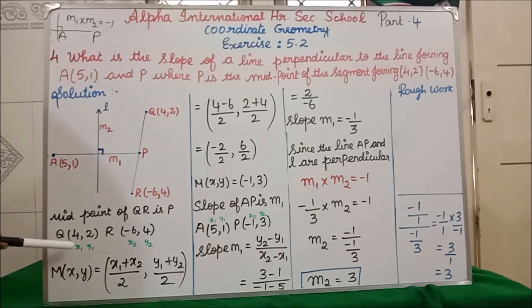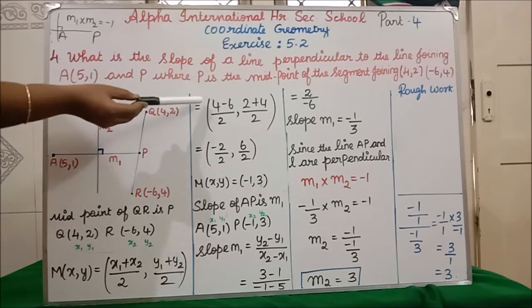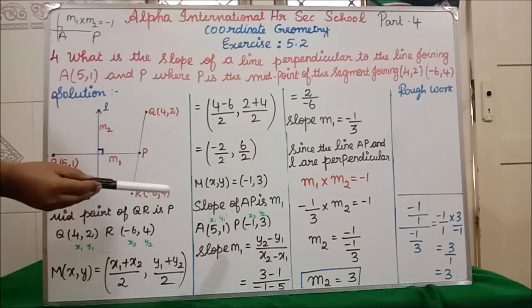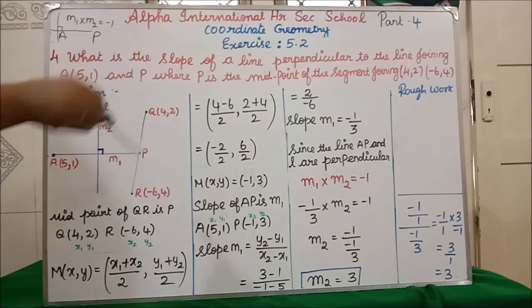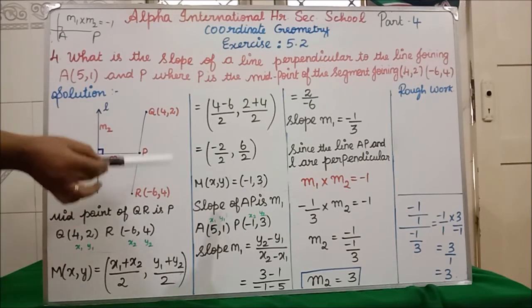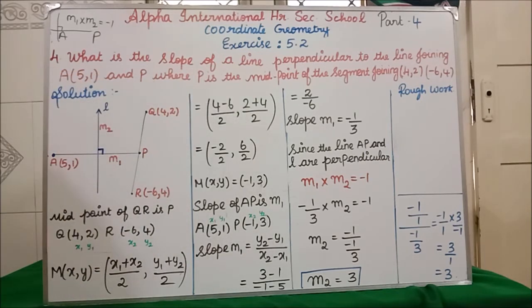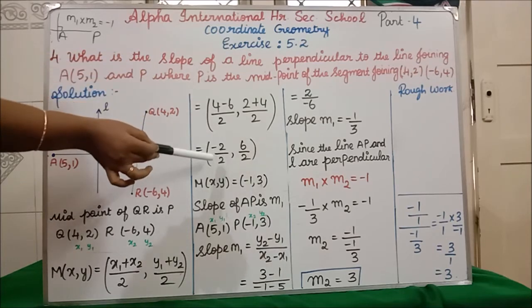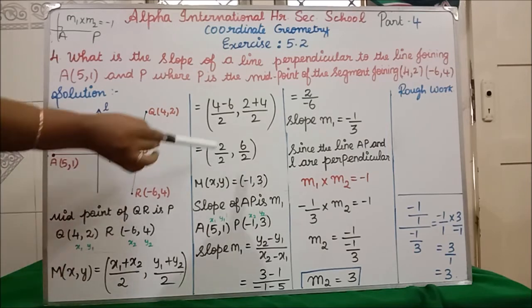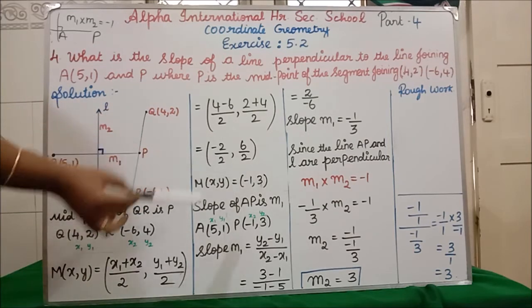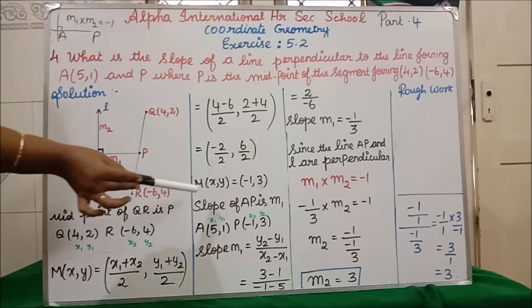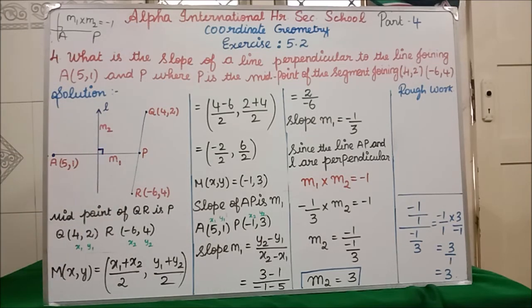Now x1 value is what? 4. I have written 4, plus x2. x2 value is minus 6, so I have written (4 + (-6))/2, comma. y1 value is 2, y2 value is 4. So (2 + 4)/2. So 4 minus 6 is minus 2 by 2, comma, 2 plus 4 is 6 divided by 2. Minus 2 by 2, if you cancel, we will get minus 1. 6 divided by 2, if we cancel, we will get 3. So the midpoint value we have got is (-1, 3).